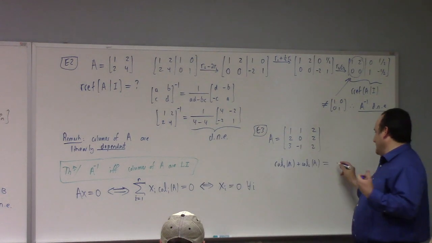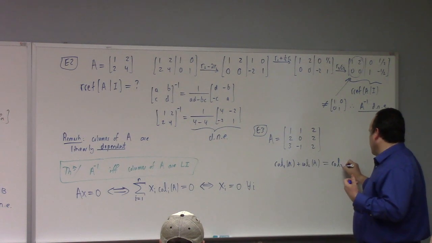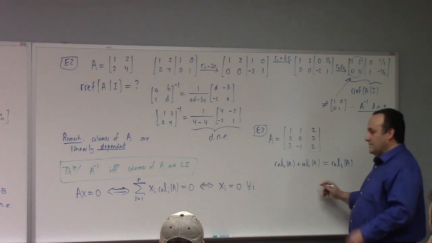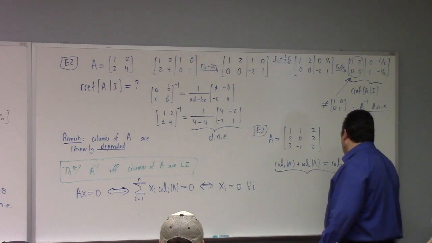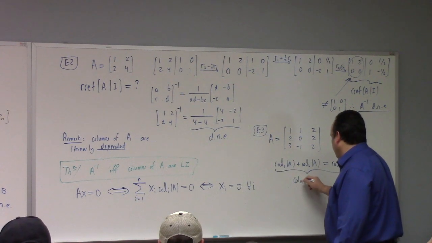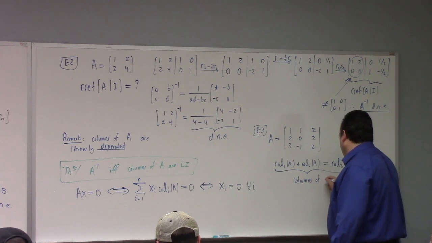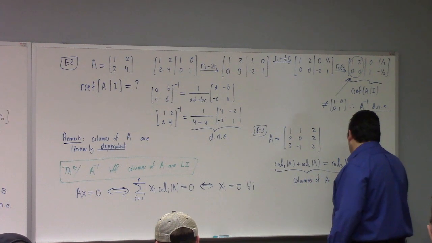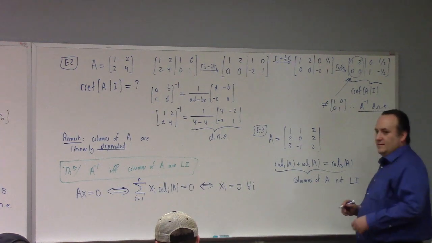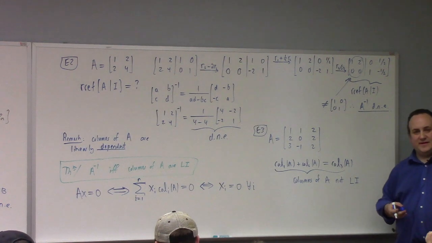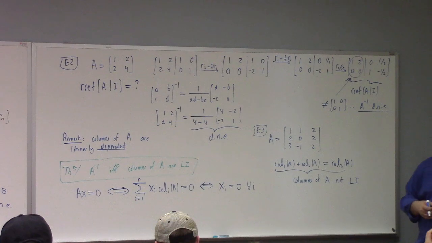Right? So this is column 3. So what does that say about this matrix? This right here shows you columns of A are what? Not linearly independent, right? Why do I say not linearly independent? Because that's easier to write than linearly dependent.